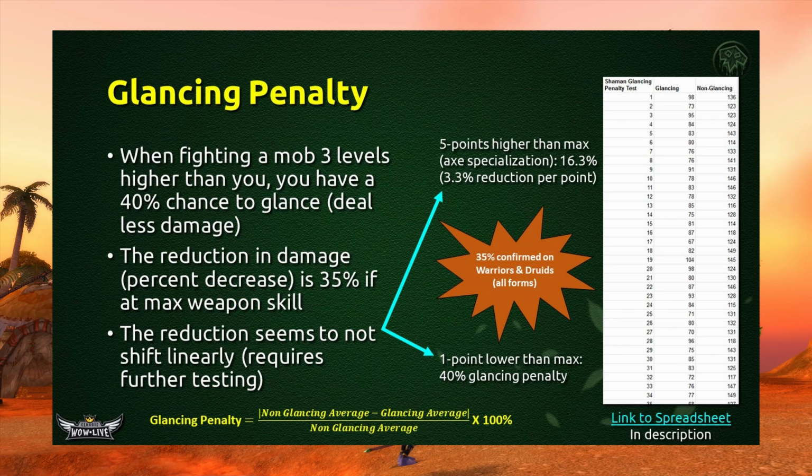The correct formula is below. What you have to do is take the absolute value of the difference between non-glancing average and glancing average, divide that by non-glancing average and times 100. That's a percent decrease calculation. So we found there's a 35% reduction in melee damage in warriors, druids, and shaman. That corroborates in private servers and on the beta.